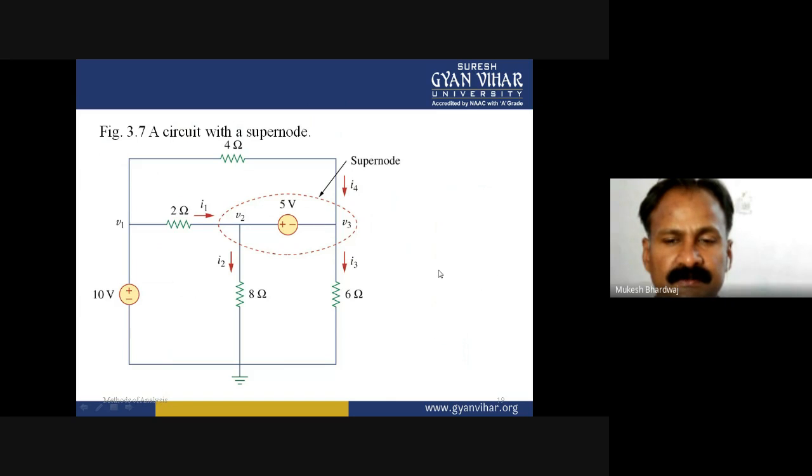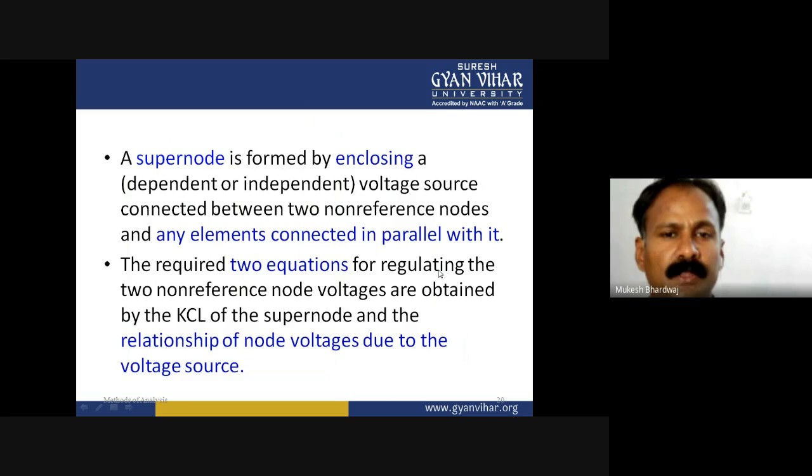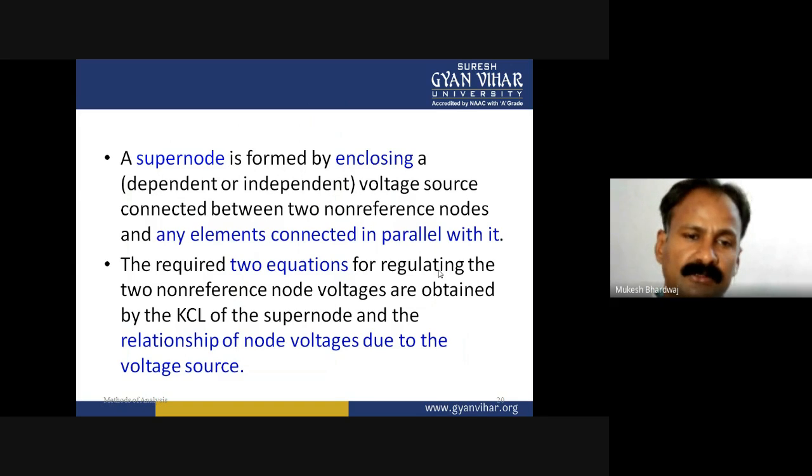Now see the concept in more detail. A supernode is formed by enclosing a dependent or independent voltage source connected between two non-reference nodes and any elements connected in parallel with it. The two equations required for determining the two non-reference node voltages are obtained by the KCL of the supernode and the relationship of node voltage due to the voltage source.